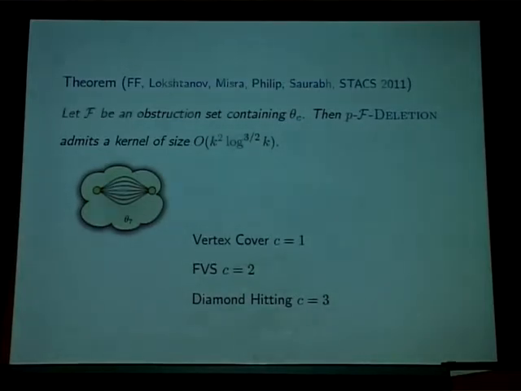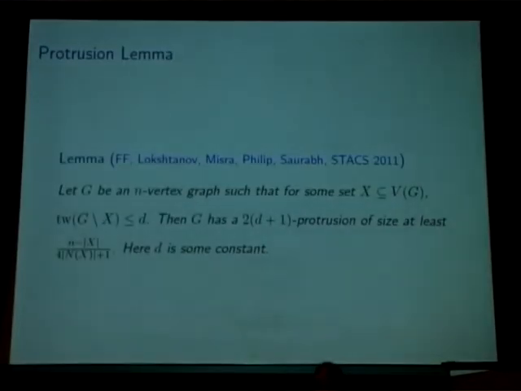The proof, again surprisingly, is based on protrusions. This is the main combinatorial lemma, which provides all the results for the problem. If I have an n-vertex graph, and I have some set of vertices such that removal of this set brings me to constant treewidth, then I have a protrusion. This is the treewidth and the body of the protrusion, and the size of the protrusion is bounded in this way, for some constant d. As soon as we are able to obtain this result, we already have the hammer.